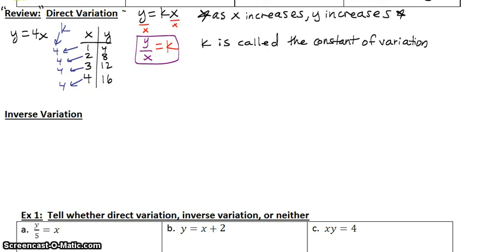Alright, that is a quick review of direct variation. Now let's learn something new: inverse variation. Our equation looks like this: y equals k divided by x. k is still called the constant of variation. What's happening here is that as x increases, y is going to decrease.